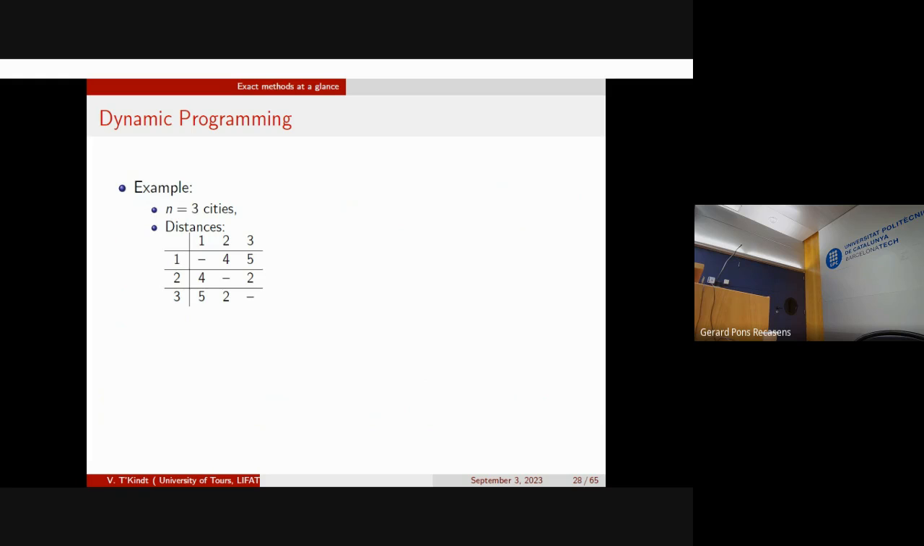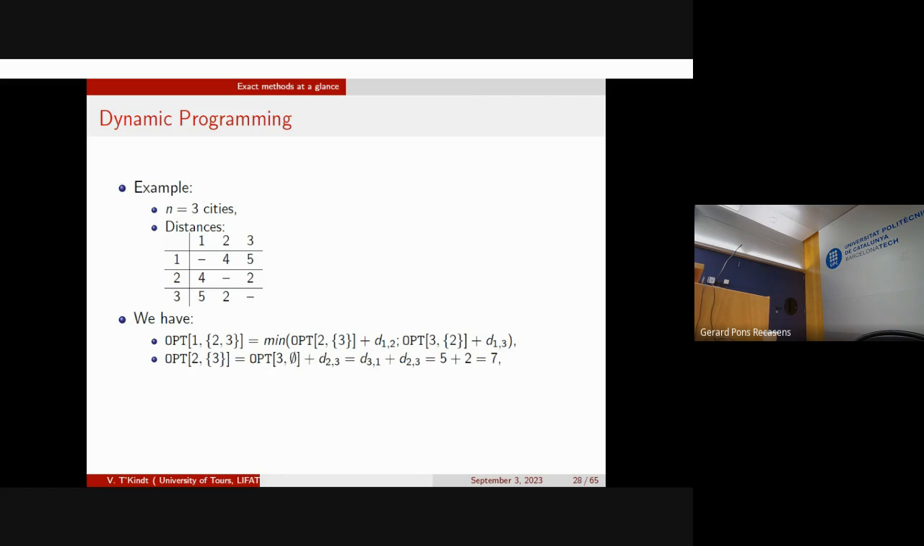So let me sketch an example here with 3 cities. We first start from city 1 and we say, okay, I want to compute opt of 1, and it remains 2, 3 to visit. So that's the minimum of 2 options. First option is that I visit city 2 after 1, and the second option is that I visit city 3 after city 1. If I visit city 2, then I have to compute opt 2, 3, and I add the distance between 1 and 2. And if I visit 3 after 1, I have to compute opt 3, 2, and I add the distance d1,3. Okay?